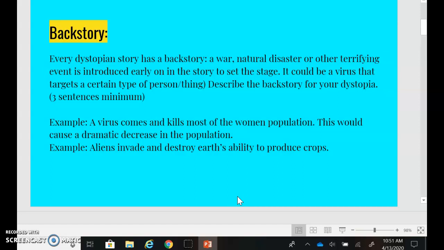Think about something big that might happen, and then what the government would try to do to make sure that everybody was able to stay alive and be well. But remember that dystopias are the government trying to make things better, but actually making things worse. So keep that in mind when you are doing the backstory for your dystopia.